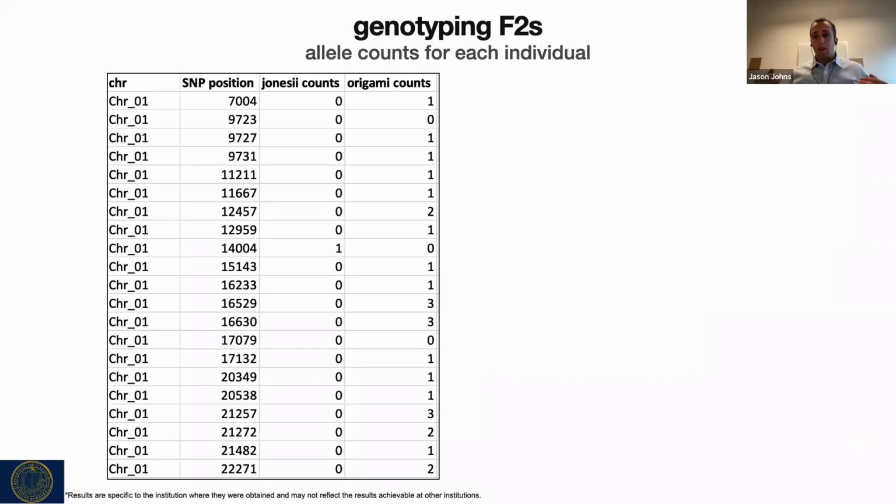So now that we have our list of useful SNPs for genotyping, we can get started with the actual genotyping process. Here we're looking at a table from just one individual, chromosome 1, various SNPs, and the counts for either parent at that SNP across all of our read data. So clearly 1 to 3 reads is not nearly enough to call a genotype for every SNP.